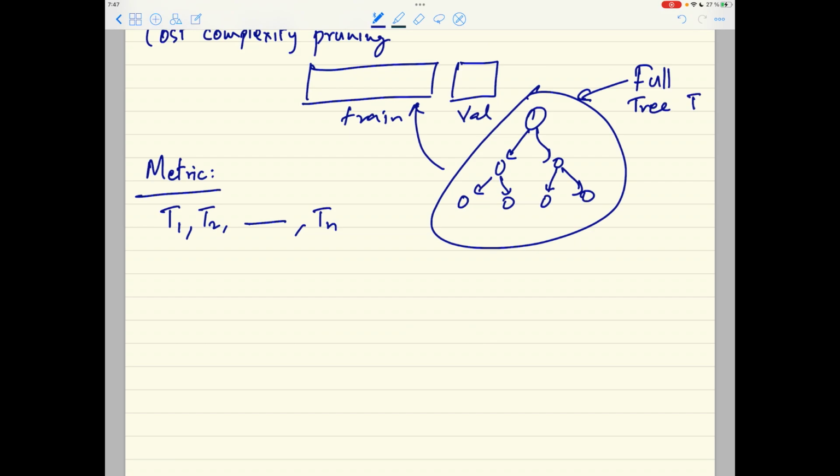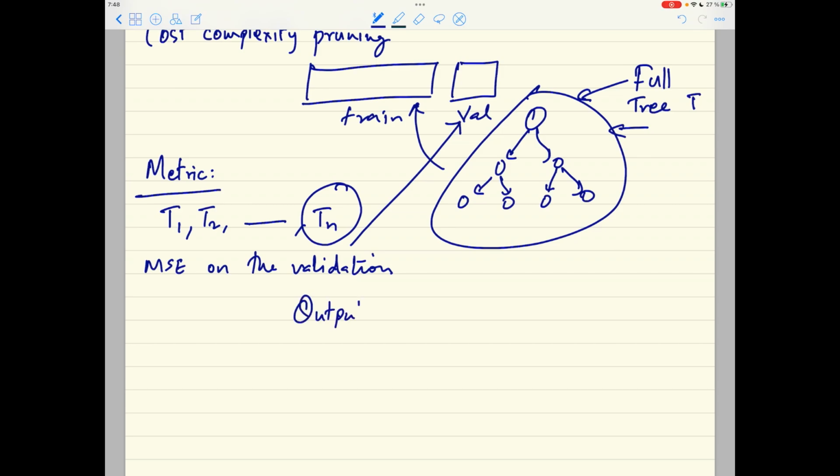Then for each of these subtrees, you compute the mean squared error on the validation set. This was the holdout set given here, and this holdout set was not used while constructing the full tree. Then you extract the subtree that had the minimum possible error on the validation set. Okay, so this subtree could be this one, Tn. So this would be the output of the algorithm: Tn, the subtree that has the minimum possible generalization error.